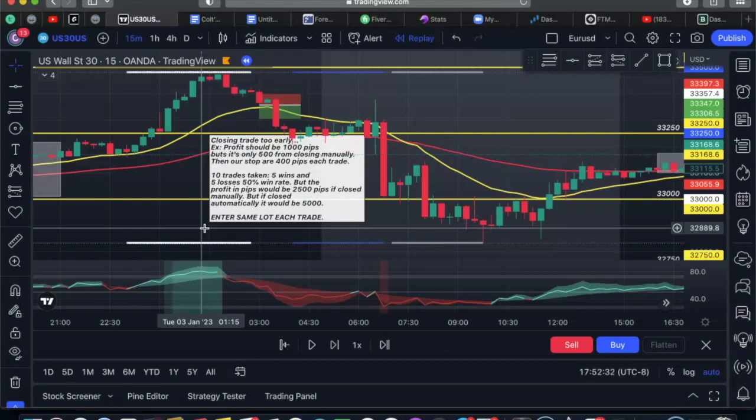When you enter a different lot size with the same stop loss, it's going to contradict the losses, and some of the losses are going to be bigger than others. Some of the wins might be bigger than the others. The best thing that you can do is just continually use the same lot size when you are trading.